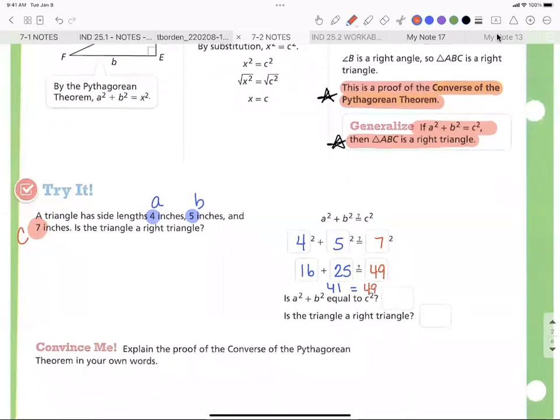So does a squared plus b squared equal c squared? No. So is it a right triangle? No. And that's lesson 7.2. It doesn't really get any harder than that.